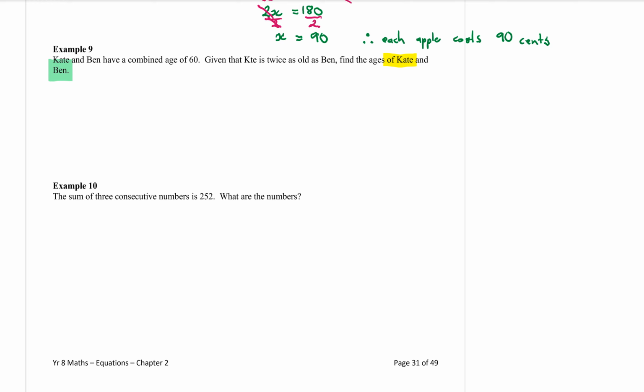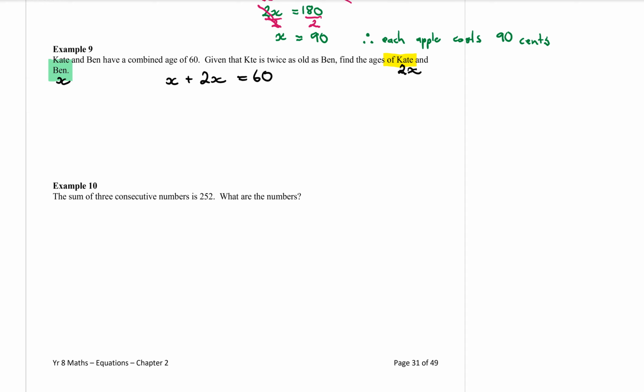So if I start with Ben, if I call him the x, Kate is twice as old. So twice as old means 2 times his age. So she is 2x. Now let's go back to the beginning of the question. It says, Kate and Ben have a combined age of 60. So when it says combined age, that would mean that I want to add their ages together. So Ben's age is x plus Kate's age, which is 2x, and together their ages combine to give 60.